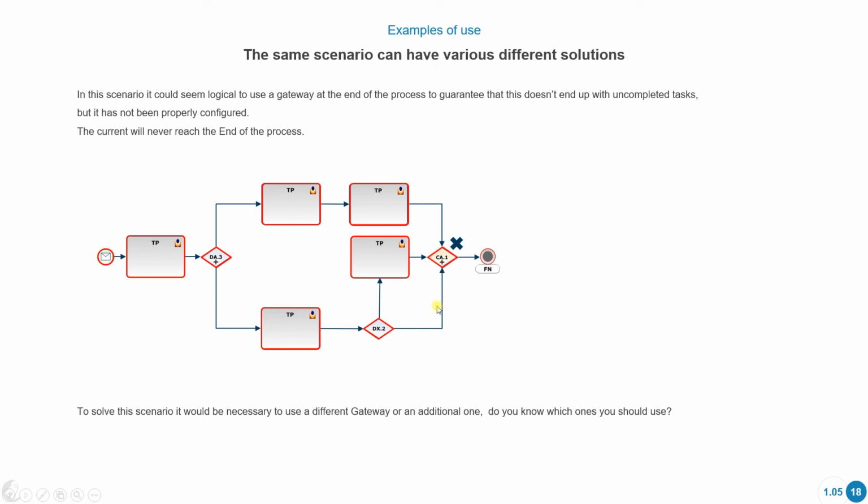I'm sure you can think of some other solution that would also be valid. Sometimes when we diagram, we can have different solutions, different possibilities, and several could be correct. We just have to try to optimize and select the best option.